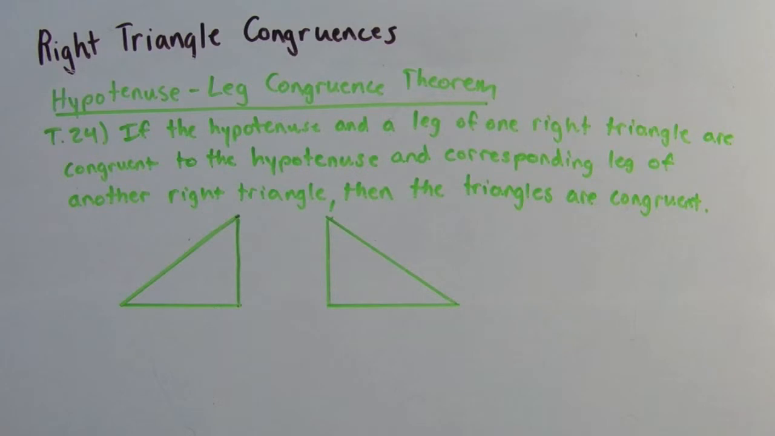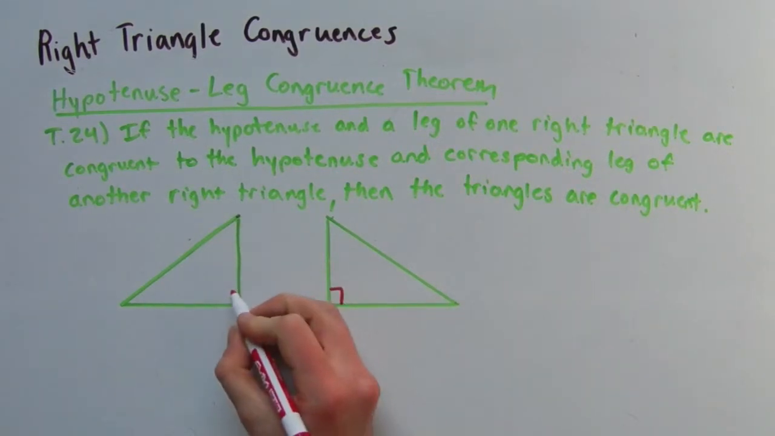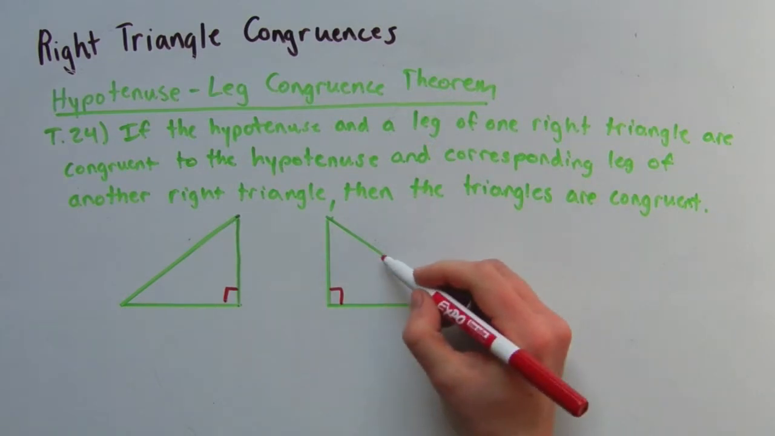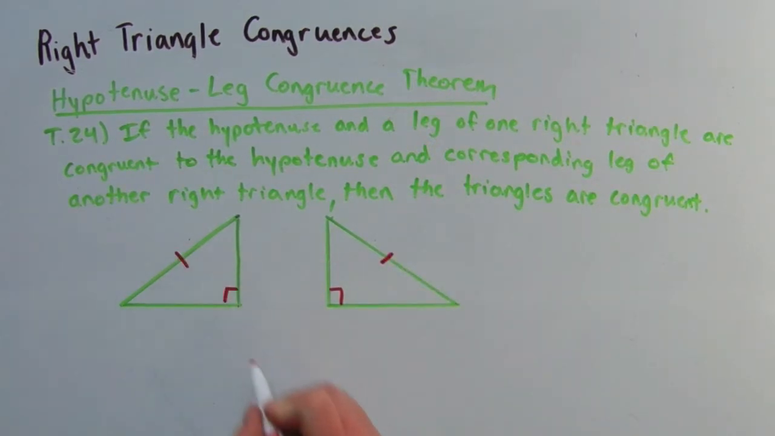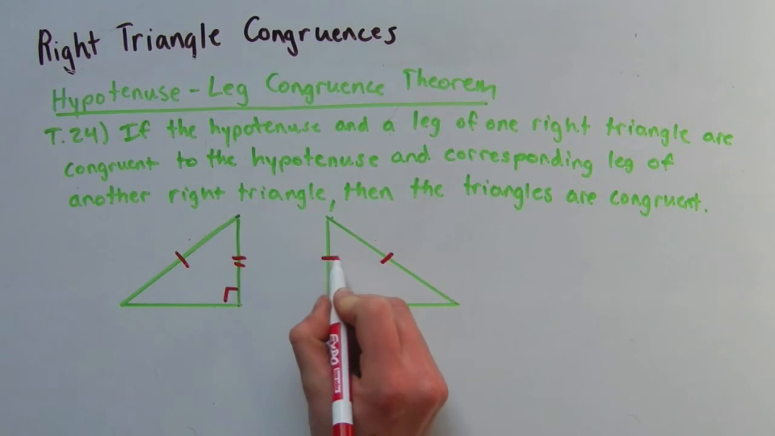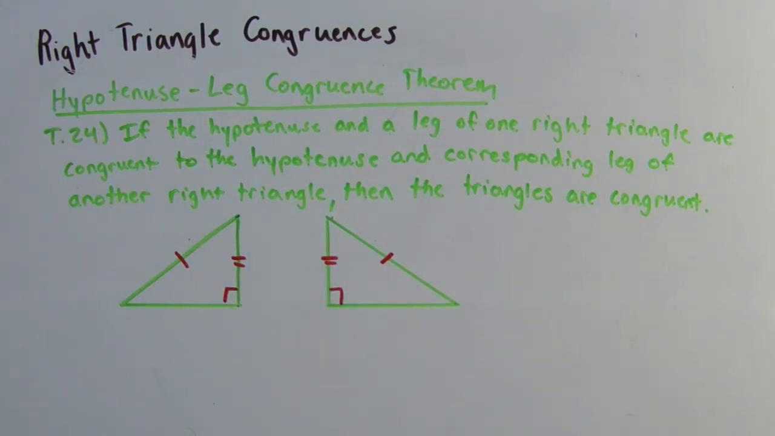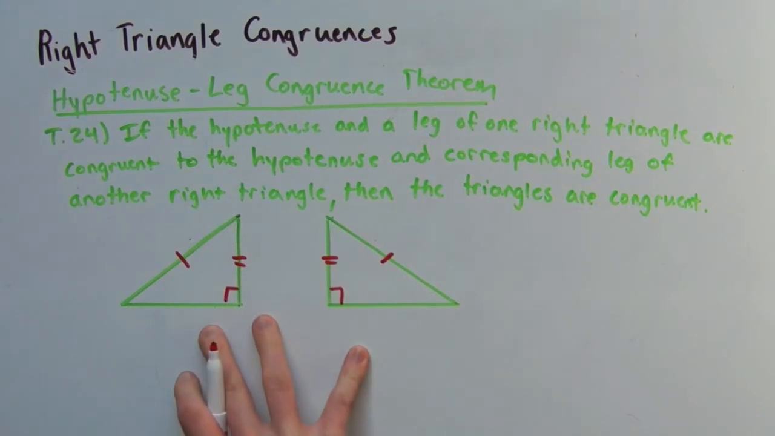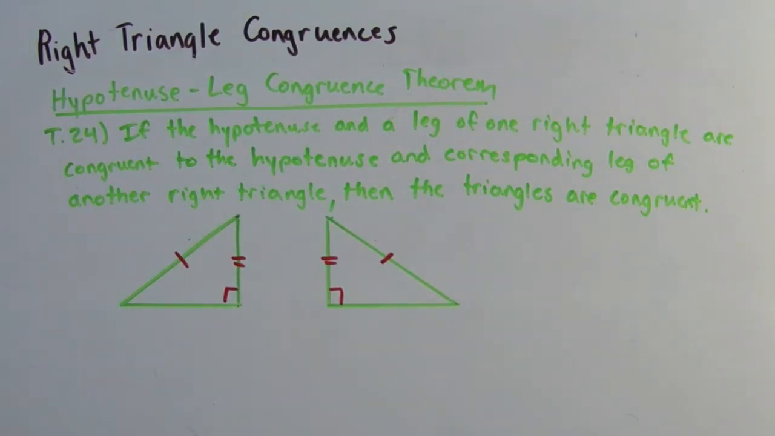The hypotenuse-leg congruence theorem, or T24, says that if the hypotenuse and a leg of one right triangle are congruent to the hypotenuse and corresponding leg of another right triangle, then the triangles are congruent. Here we have two right triangles. The hypotenuses are congruent, and a corresponding leg is also congruent. Therefore, the two triangles are congruent.